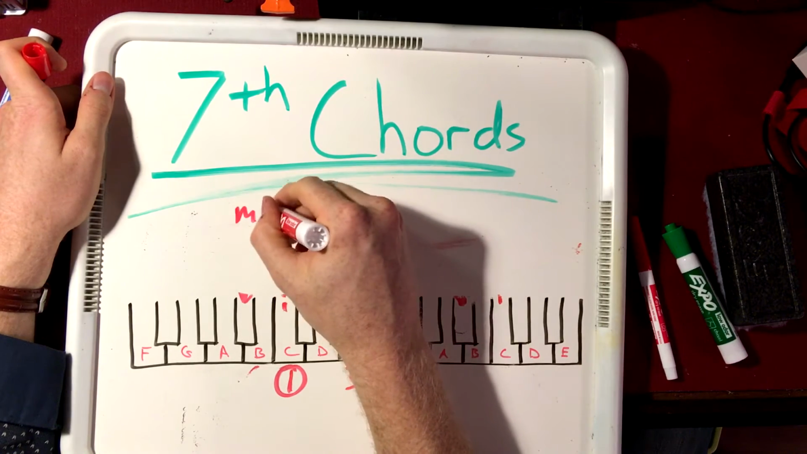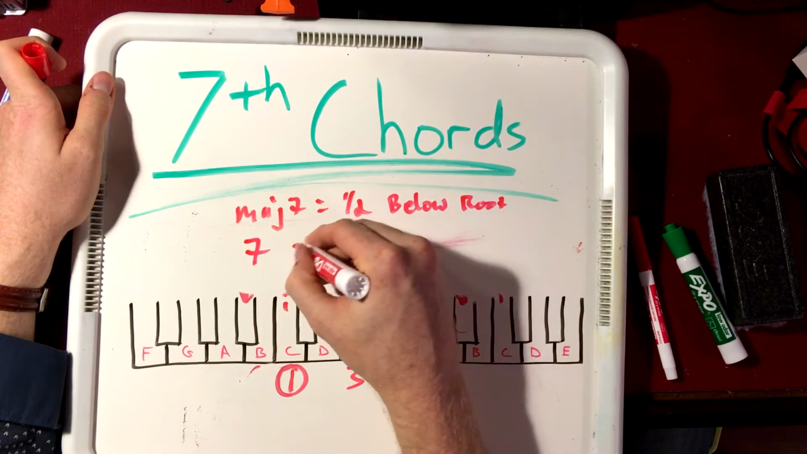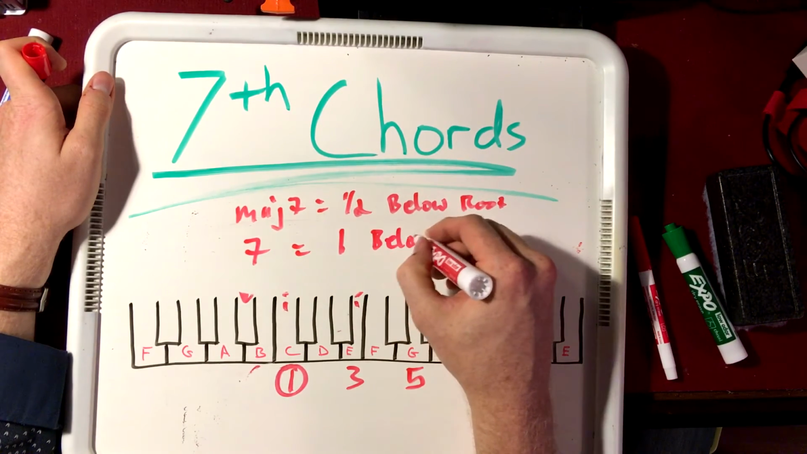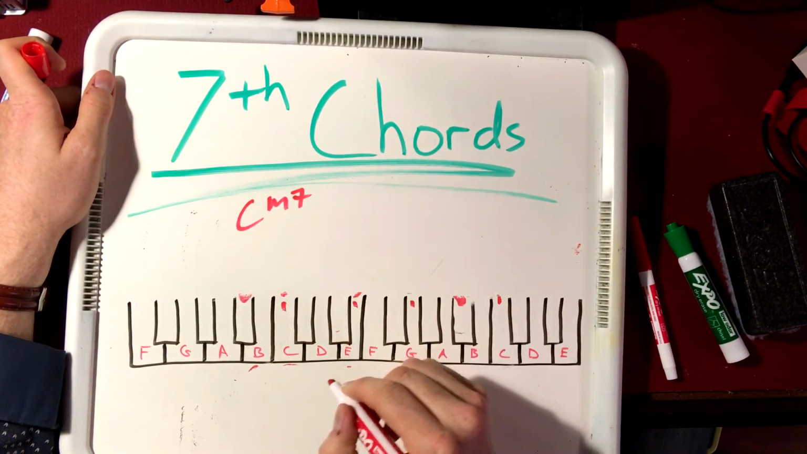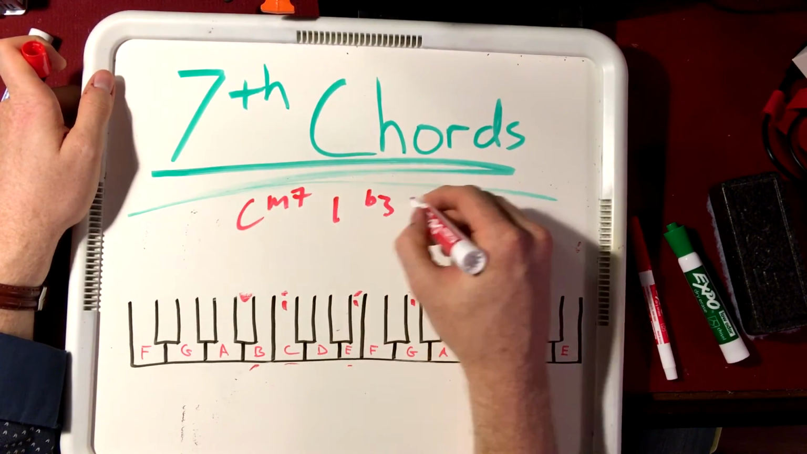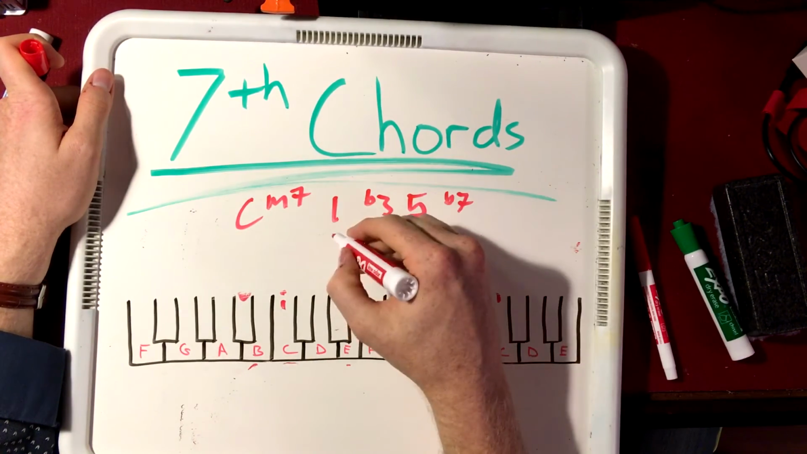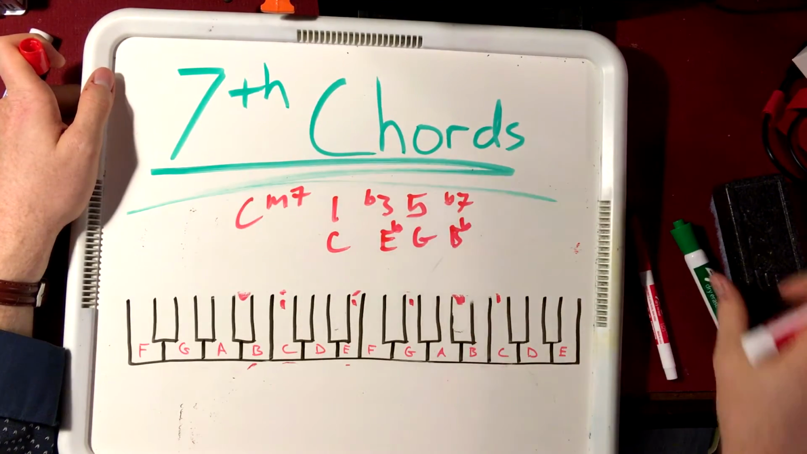Again, the major 7 equals a half step below root, and just a 7 equals a whole step, one step below root. And now this applies to a major and minor chord the same way. If it's a C minor 7, then you're going to play the 1, the flat 3, the 5, and then you're going to add the 7 a whole step below the root, which is a B flat. So we have C, E flat, G, and then B flat. That is a C minor 7.